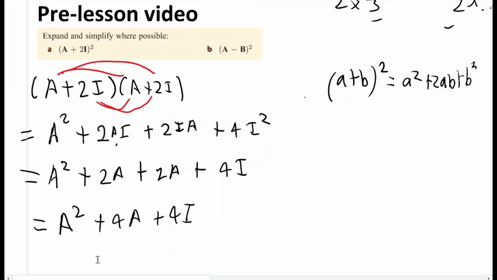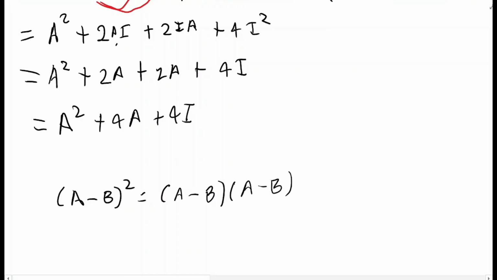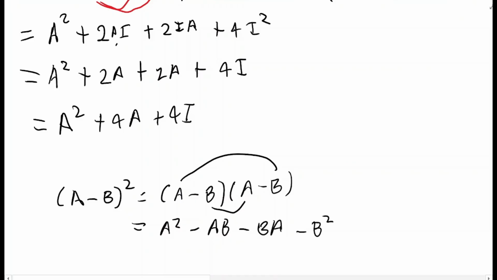Okay, so next one we're going to do is (A minus B) squared. So again, we'll FOIL this out. So that's A take B times A take B. So we're going to FOIL. A squared is the first term, minus AB is the second term, just like that. Minus BA, be really careful of the order there. And then last term is take B squared.